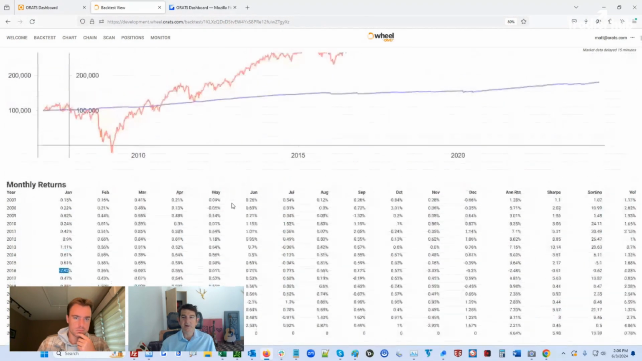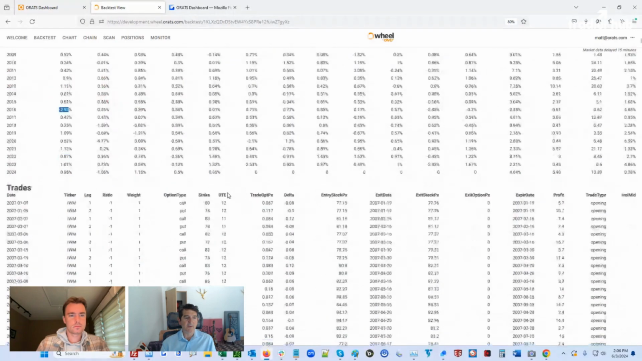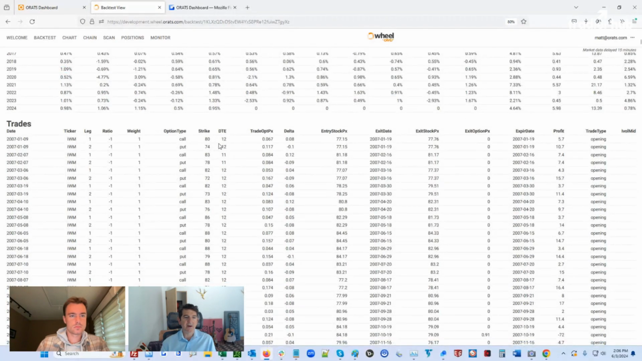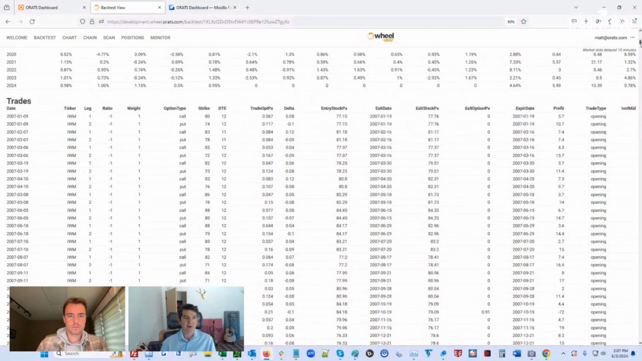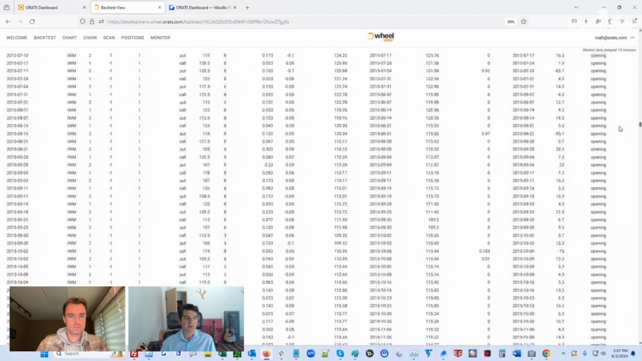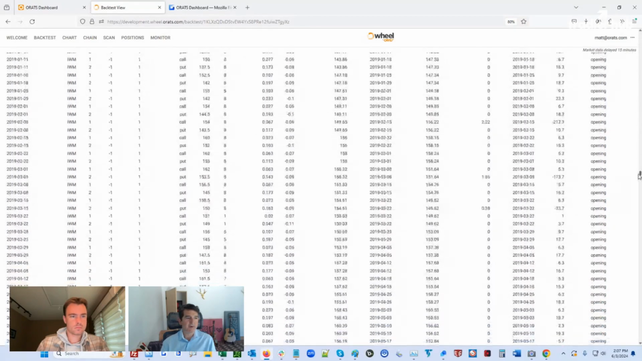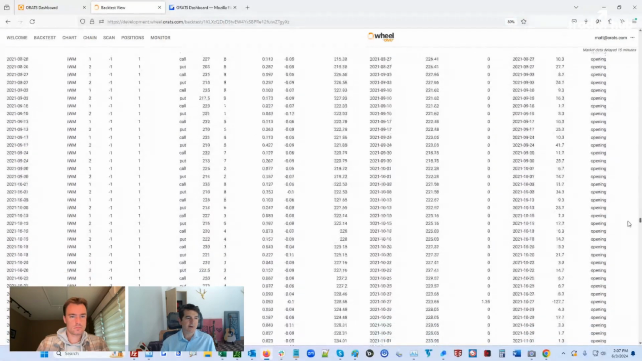So what is the strategy? We don't have the details here, but I could go get them. Basically, it's selling a 0 DTE if you could find it. Back in 2007, they didn't have it. So I'm going to go to the bottom of these trades. We show all the trades, which is great.